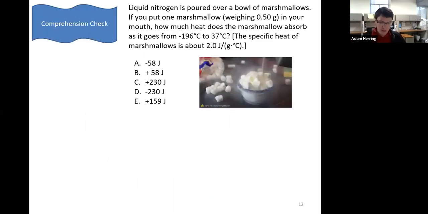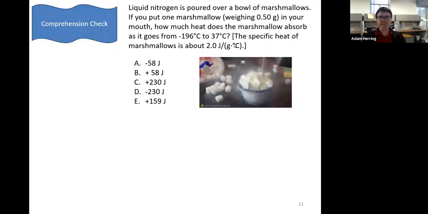All right, we're going to try a problem here. So let's say that we have liquid nitrogen poured over a bowl of marshmallows. That will freeze them. If you put a marshmallow weighing about half of a gram into your mouth, how much heat does the marshmallow absorb when it goes from the boiling point of liquid nitrogen up to your body temperature? The specific heat of the marshmallows is given for you. So I'd like you to pause the video and try this on your own before I walk you through a solution.